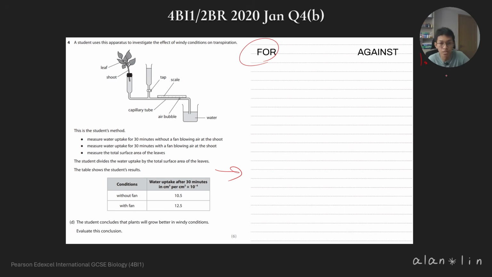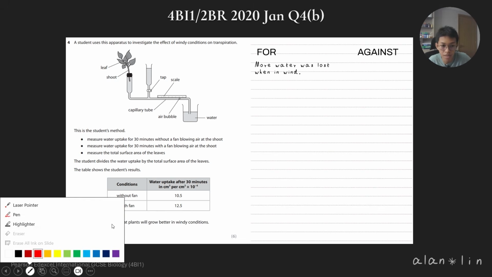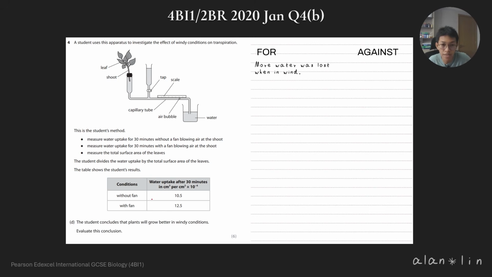So here's what I would do with step 1. Looking at the data, it says that more water was lost when we were in windy conditions, and that's true because we have 12.5 here. So that's what the data is saying to us. It's saying to us that with a fan, the water loss is greater, and therefore there was greater water loss when we were put in windy conditions. So that's the very first step, which is to analyze the data.